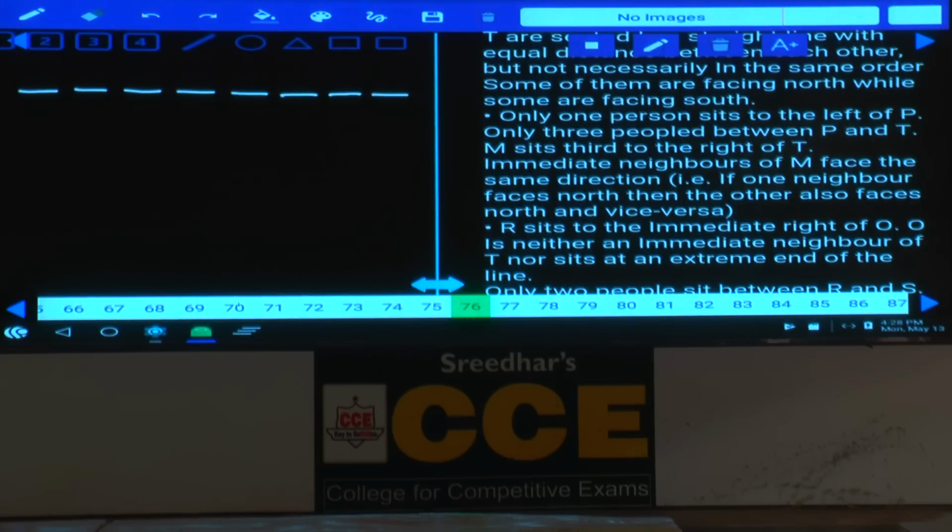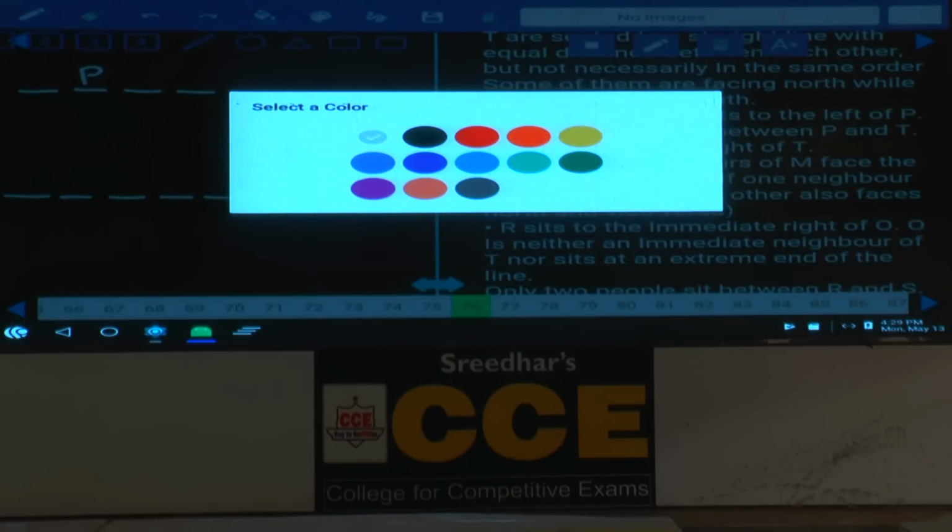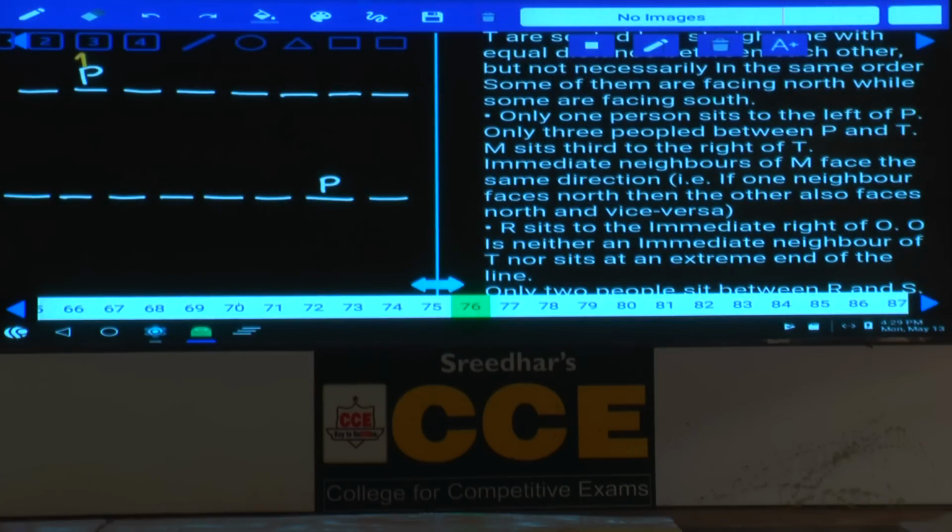Then the first condition is that only one person sits to the left of P. One person is seated to the left of P. P can be either at the left, second from the left, or second from the right. And so how many possibilities? 2 possibilities. Now P is here. Only one person sits to the left of P. Now this P is facing towards which direction? Tell me here. Now this P is facing towards north. Then only one person to the left of P is valid.